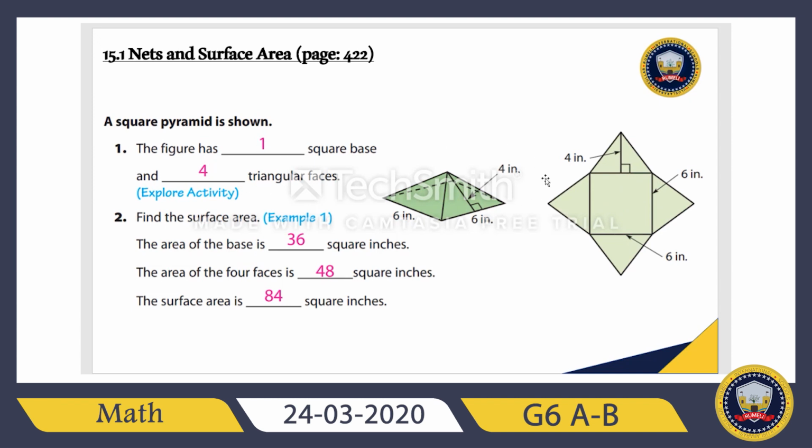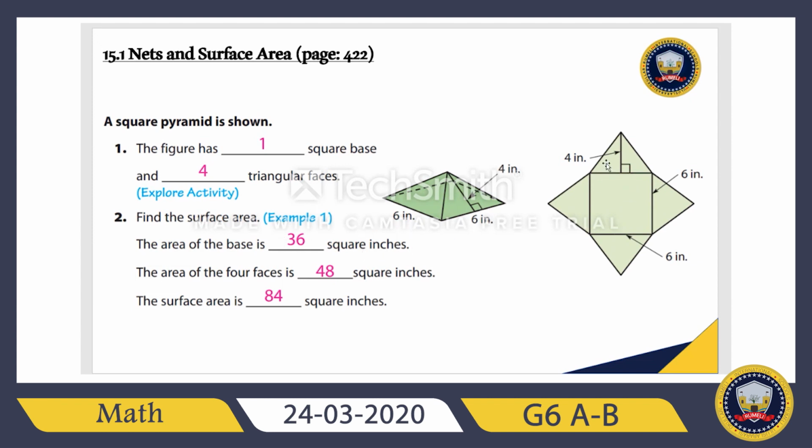Now, the surface area for my pyramid is equal to the area of the base, that is 36. How did I find 36? Easy. For the square, it is 6 times 6, length times width, so it gives me 36 square inches.